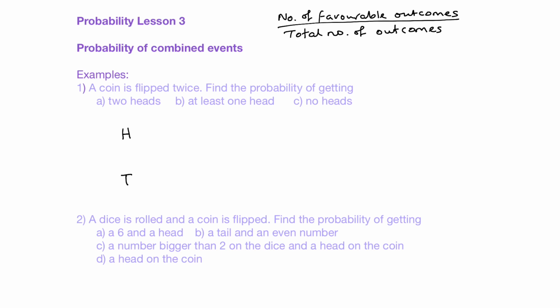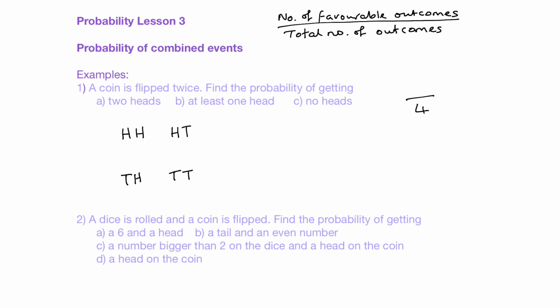So it's possible that the first one was a head and the second one could be a head. But also, if the first one was a head, the second one could be a tail. Then, if the first one was a tail, the second one could be a head. And if the first one was a tail, then the second one could also be a tail. So they're the only 4 possibilities for this. So the total number of outcomes here, so the bottom of the fraction, in other words, is going to be 4, because there's 4 different possibilities or combinations of flipping a coin twice.